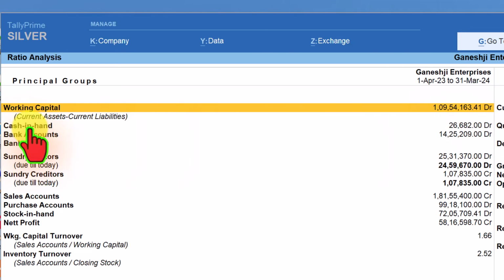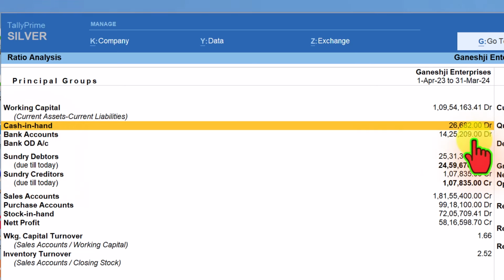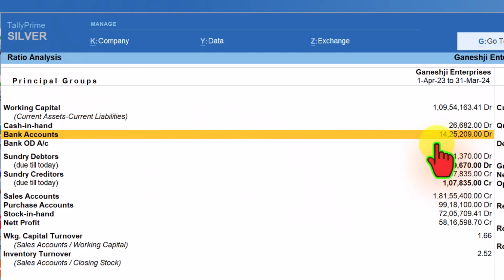The next information that we are seeing here is the cash on hand. As on date, what is the cash on hand the company has? The next one is the bank account. What is the amount of money that is lying in the company's bank? Now the best part of this report is that for any major account we are seeing, we can actually drill down to see the detail of it.